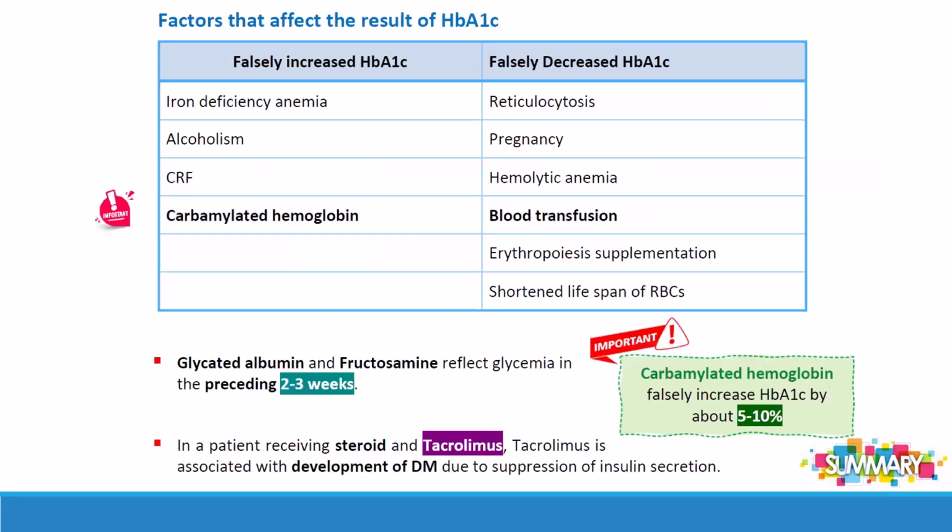Factors that affect hemoglobin A1C: factors that increase hemoglobin A1C are carbamylated hemoglobin, alcoholism, and deficiency anemia. Factors that decrease hemoglobin A1C are blood transfusion, hemolytic anemia, erythropoietin, and pregnancy. Glycated albumin and fructosamine reflect glycemia in the preceding 2 to 3 weeks. Carbamylated hemoglobin will falsely increase hemoglobin A1C by 5 to 10%. Tacrolimus can cause hyperglycemia.